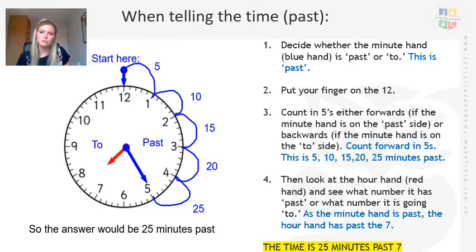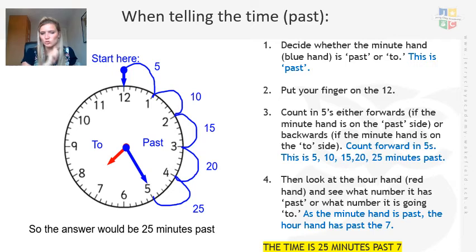Why do you think we can jump in 5s? Have a talk to your parents or have a think. Fantastic, well done if you have said that we can jump in 5s because we know there are 5 minutes between each number. So it means instead of having to count all the little ones, we can do it quicker as we all know our 5 times tables.